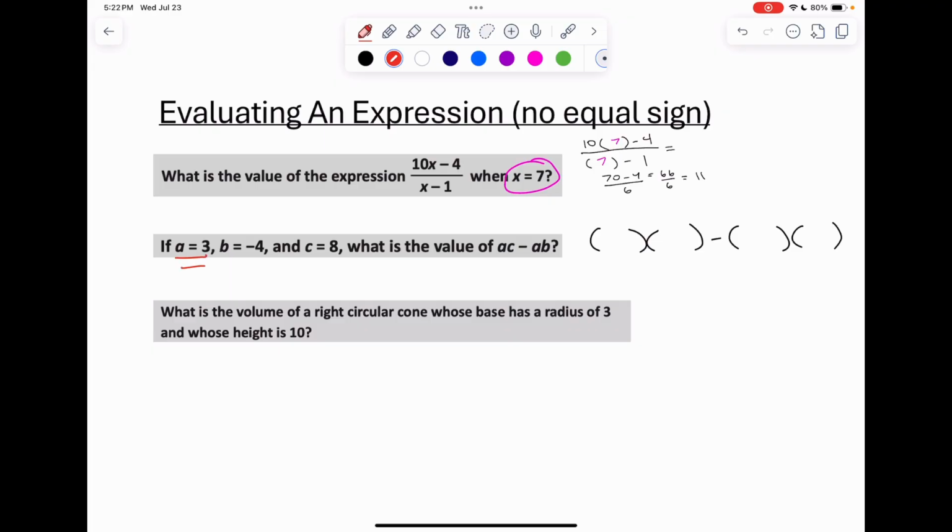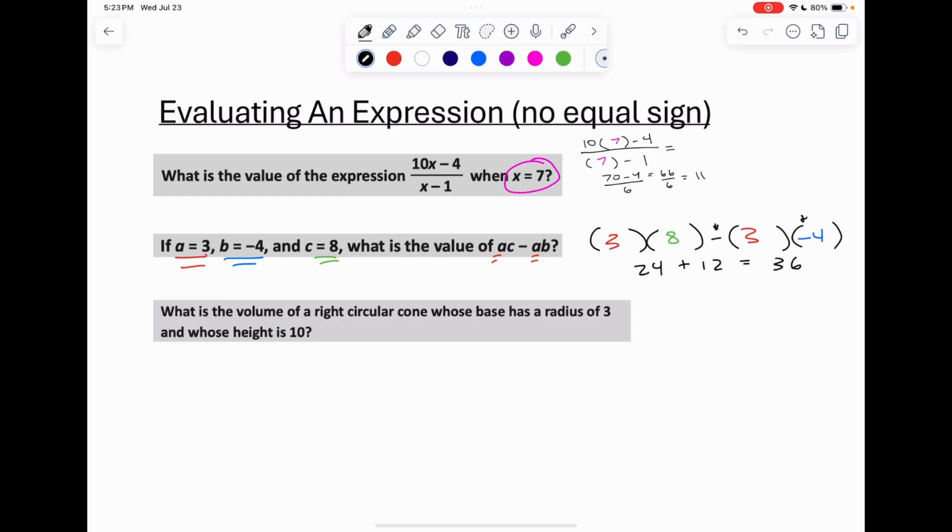And in for our A, we'll go 3. That'll go here and here. In for our B, we'll go negative 4. Negative 4 will pop right in there. And in for our C, we'll go 8. So for our first guy, we have 3 times 8, which is going to be 24. Now you'll notice here the double negative, which makes this a plus 12 for 36 as our answer.